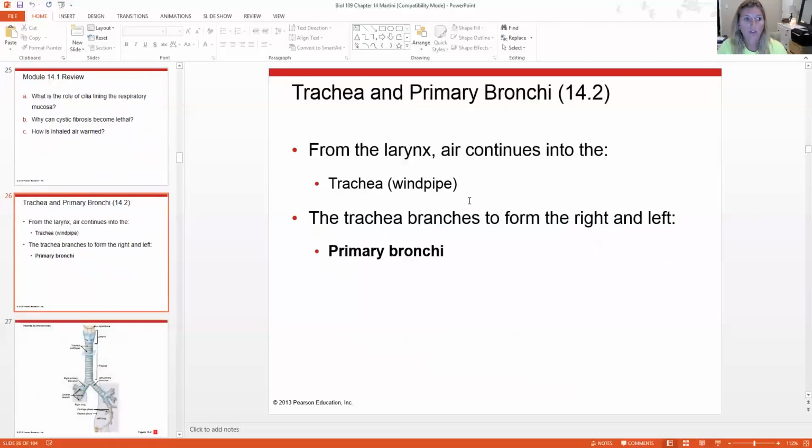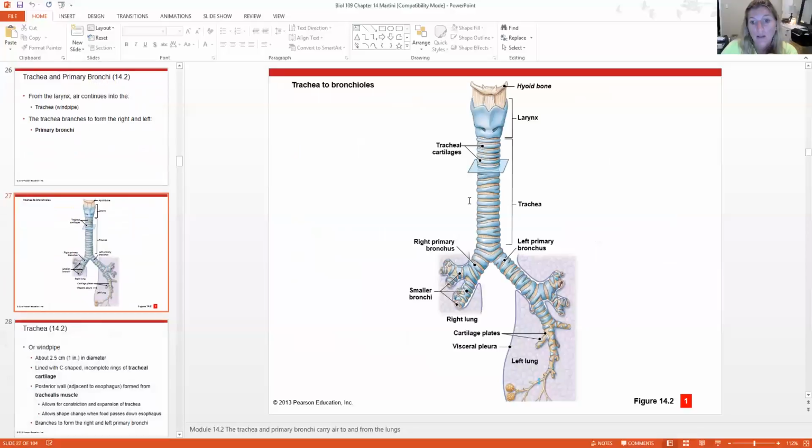So let's talk about the trachea and the primary bronchi. From the larynx, the air continues into the trachea, and then the trachea is going to branch to form right and left primary bronchi. There you see them, and then the primary bronchi, right and left, are going to branch to form smaller secondary bronchi and tertiary bronchi, so on and so forth, into our lungs, and eventually get to these small little air sacs called alveoli.